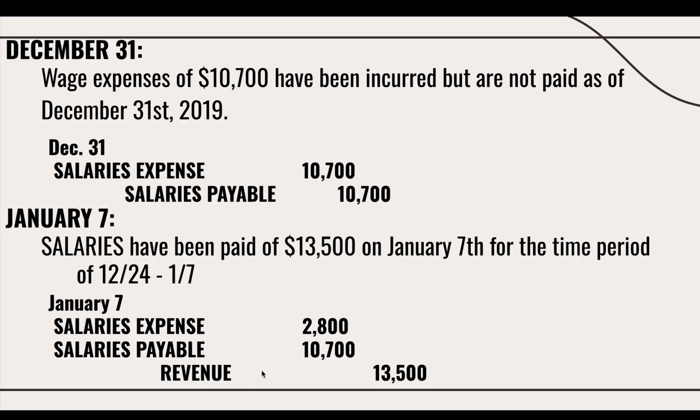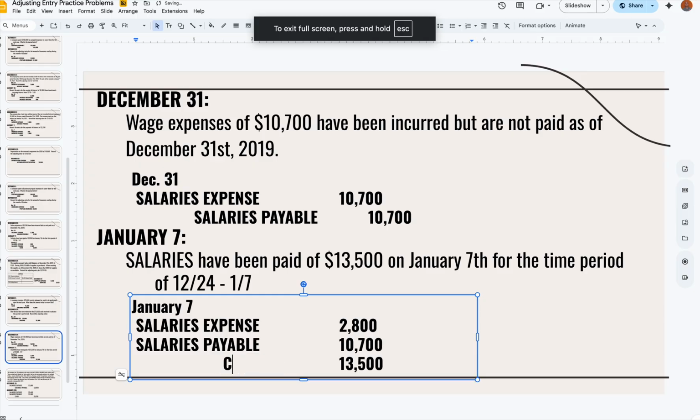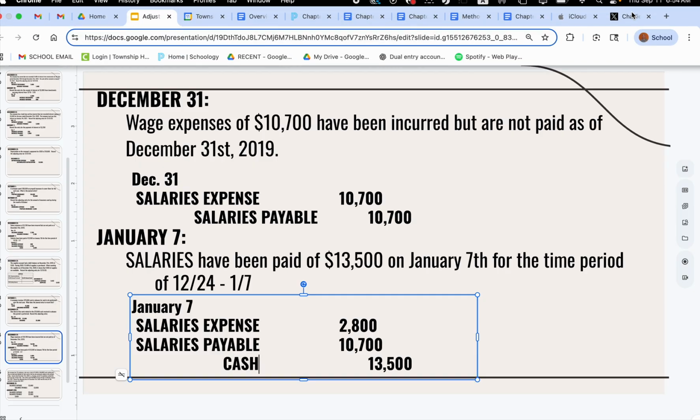That is a typo right there. Just making sure you're paying attention. That is a big typo right there. Look at that typo. That is really bad. That should be cash. That should not be revenue. So let's fix that right now. That should be cash.